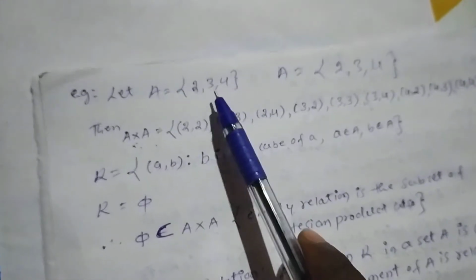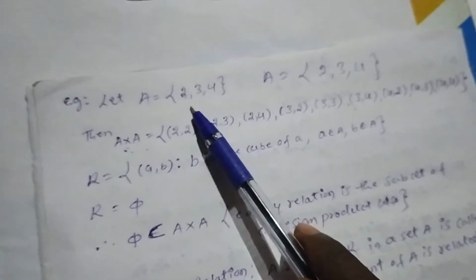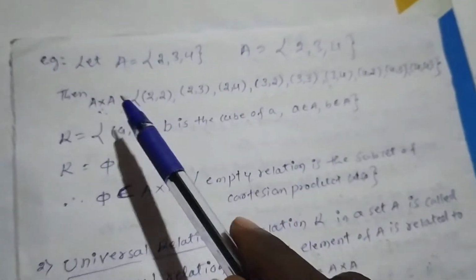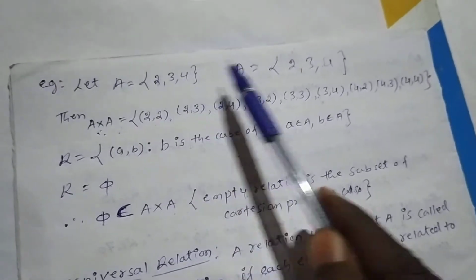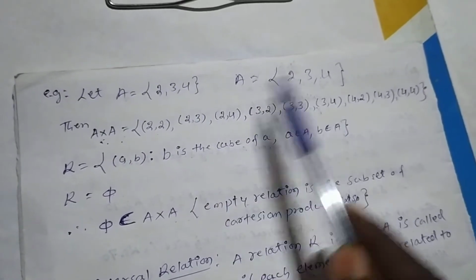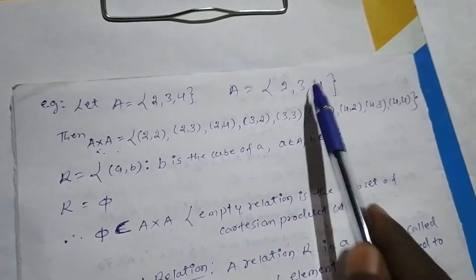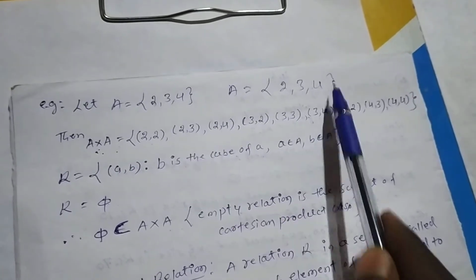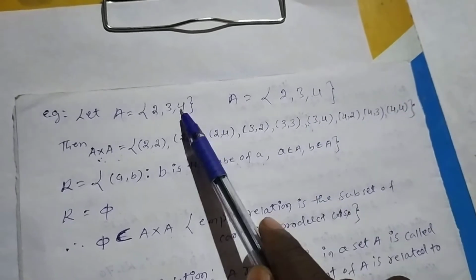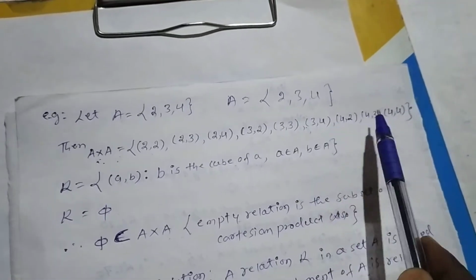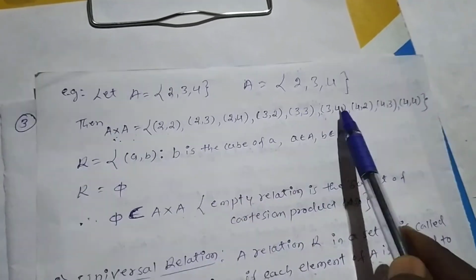Empty relation. Let A equal {2, 3, 4}. So we have to write this set again here for easier calculation: 2, 3, 4. When you write the Cartesian product A cross A, it looks like this: (2,2), (2,3), (2,4), (3,2), (3,3), (3,4), and similarly (4,2), (4,3), (4,4). This is the Cartesian product.